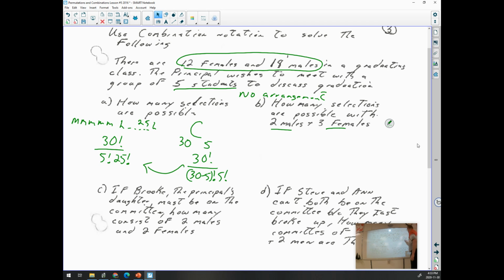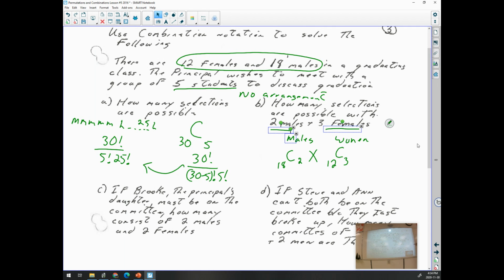We have 2 males, 3 females. So we want to deal with the males, and we don't want to deal with the women. So we have 18 guys in the class. I'm choosing 2 of them. Again, no order is important, so we get to use choose. And then I'm going to pair each one of those groups with this one, which is going to be 12 women, choosing 3.